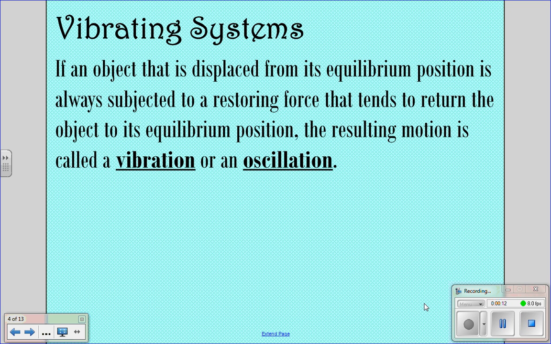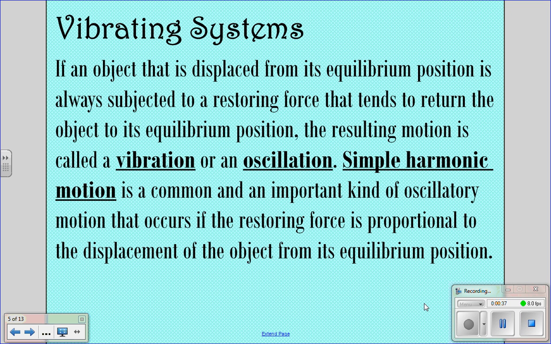If an object that's displaced from its equilibrium position is always subjected to a restoring force that tends to return the object to its equilibrium position, the resulting motion is called a vibration or an oscillation. So if you have an object and you move it and it pretty much always returns to its equilibrium position, that's going to give you a vibration or an oscillation.